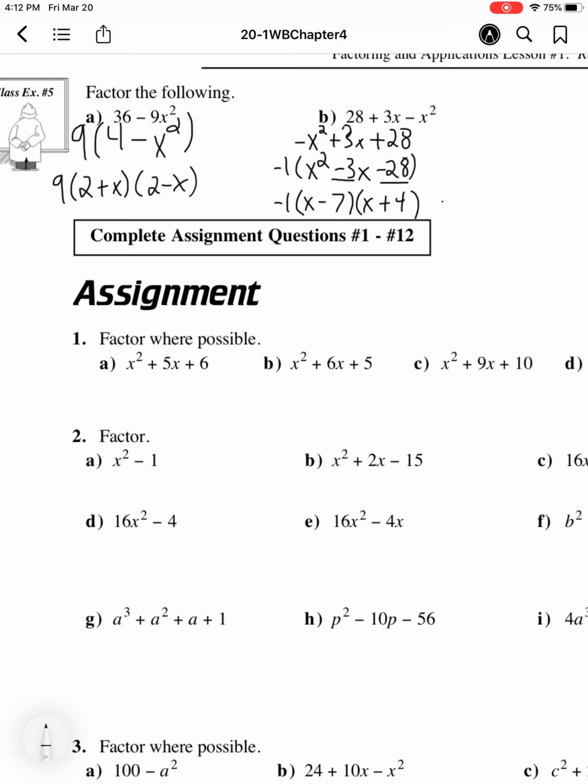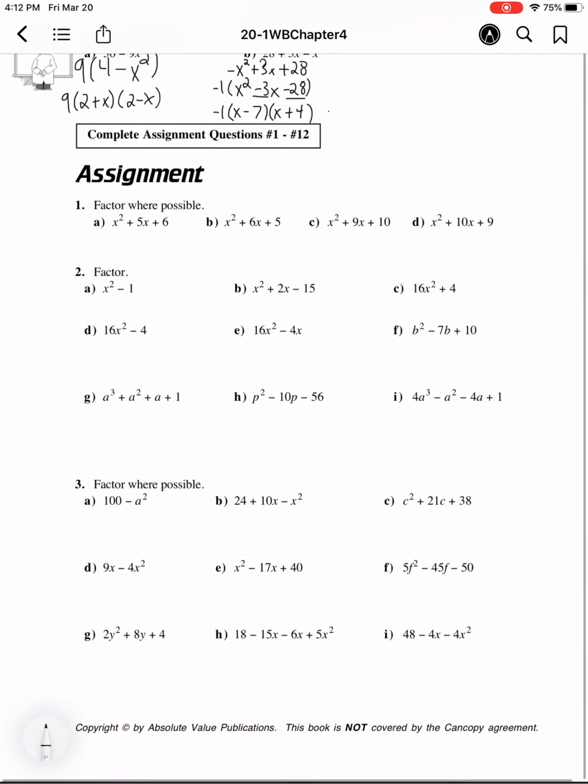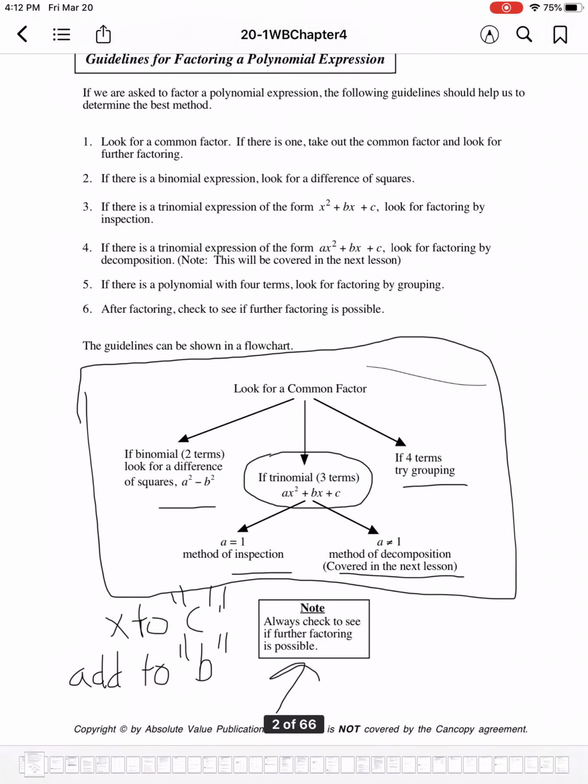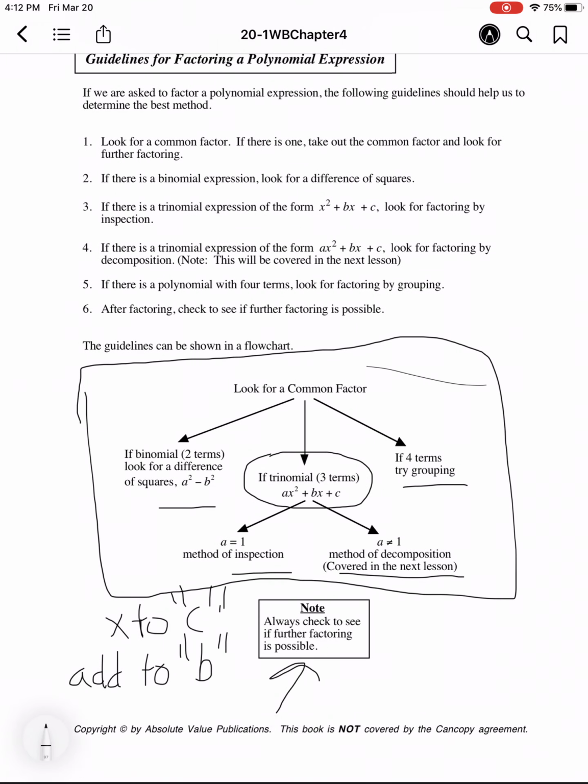If you're going to write out your little chart of words you need to know, the words we need to know from this lesson are basically all of these. The first one here, common factor. You need to know difference of squares. You need to know inspection, and you need to know grouping. Those are the main things. Make sure you know the difference between binomials and trinomials as well. But common factor, difference of squares, inspection, and grouping. We will get to decomposition in the next lesson.